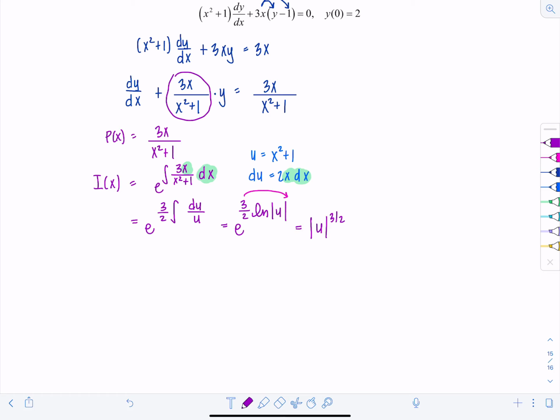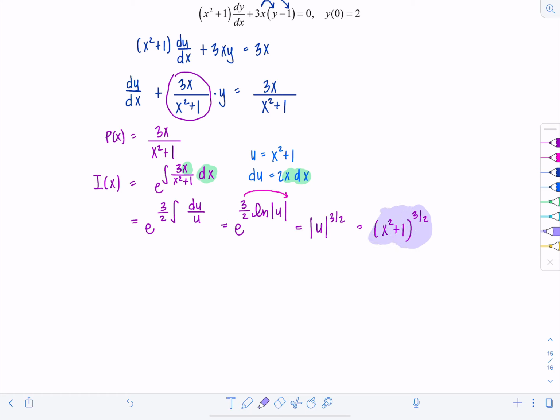Now what was u? U was x squared plus 1. Now think about it. X squared plus 1 cannot be negative. You're squaring a number, and then you're adding 1. So no, we don't need to keep the absolute value bars. So I'm just going to write x squared plus 1 to the 3/2. There's our integrating factor at long last. We have found I of x.